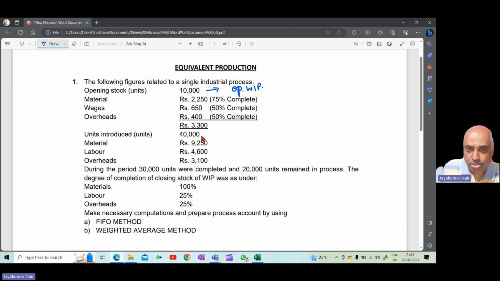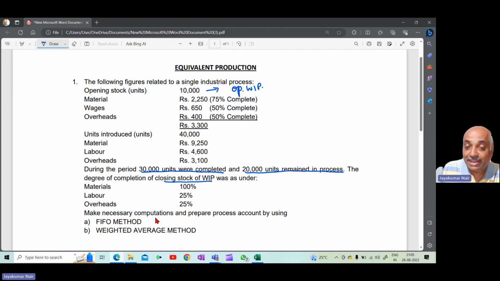Units introduced 40,000, materials 9,250, labor 4,600, overheads 3,100. During the year, 30,000 units were completed. 20,000 units remained in the process. The degree of completion of closing stock of work in progress is given to you: materials 100%, labor 25%, overheads 25%.